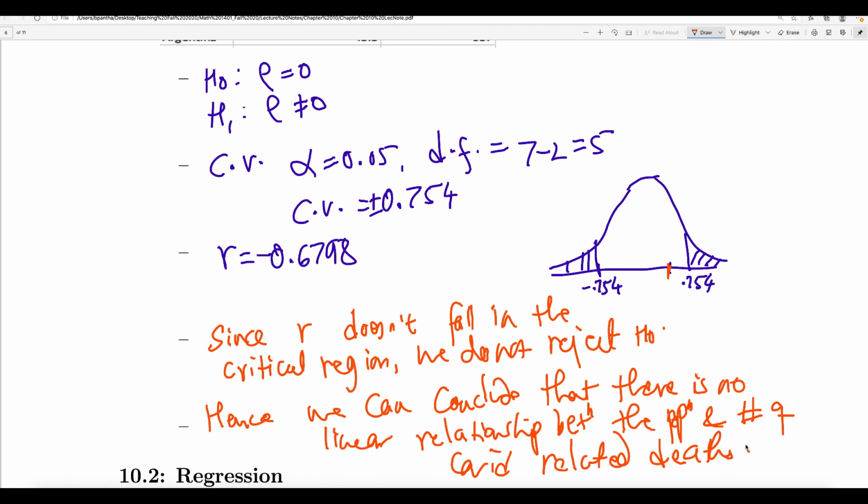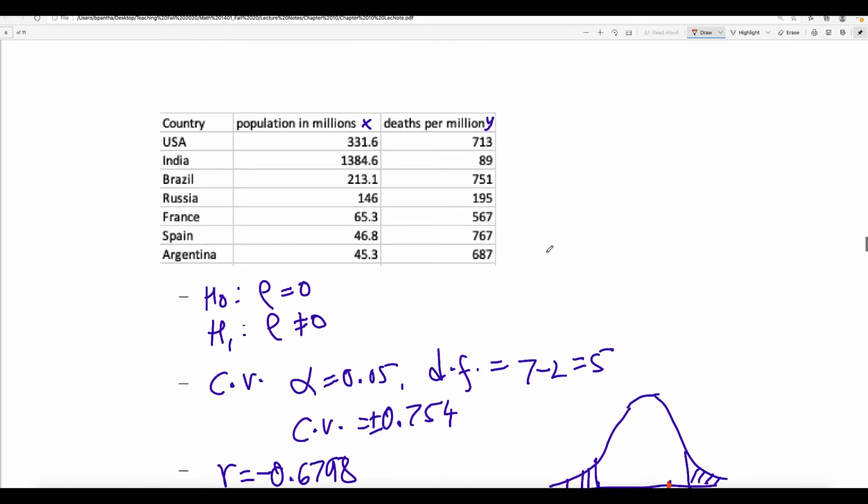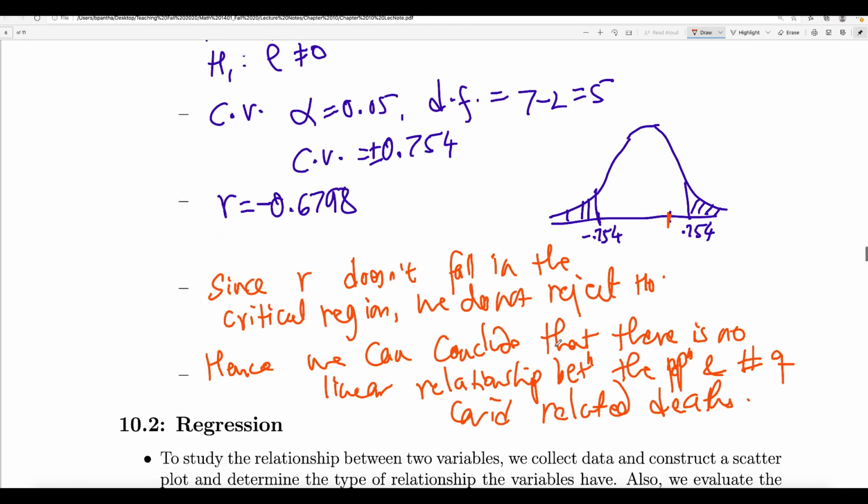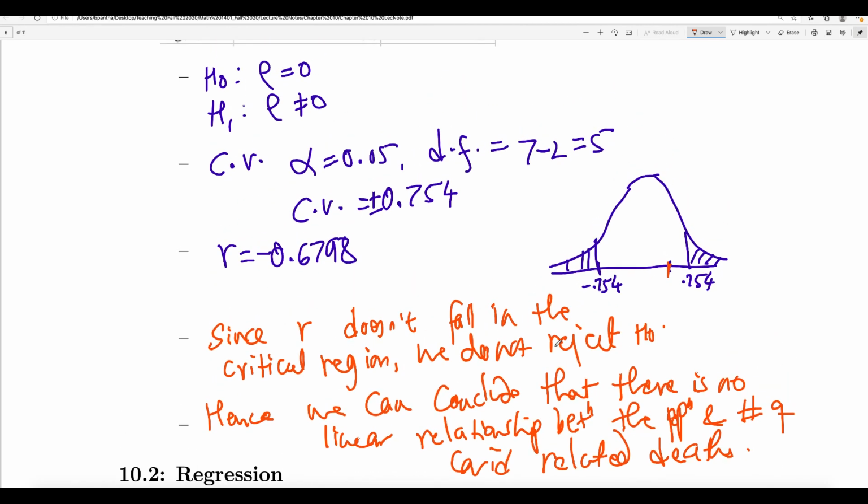So what we can conclude from this sample: if you pick a bigger sample, meaning many countries, then the number of COVID deaths may depend on the population. But from this sample of 7 countries, we can say that the number of COVID related deaths does not depend on the population. Meaning, the highly populated country does not have a higher number of deaths and so on. So there is no linear relationship. That's what we can conclude from this sample.